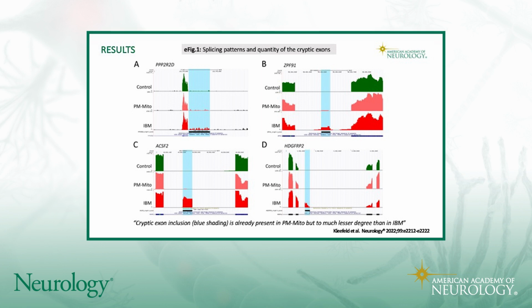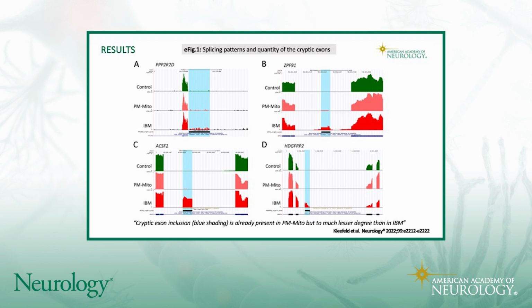So the TDP43 should control the splicing of different genes, and when the TDP43 is not functioning well, the splicing in other genes can be abnormal, and then these cryptic exons are included in other genes as a manifestation of this abnormal splicing. So this was all demonstrated by Brigham and colleagues in 2022.